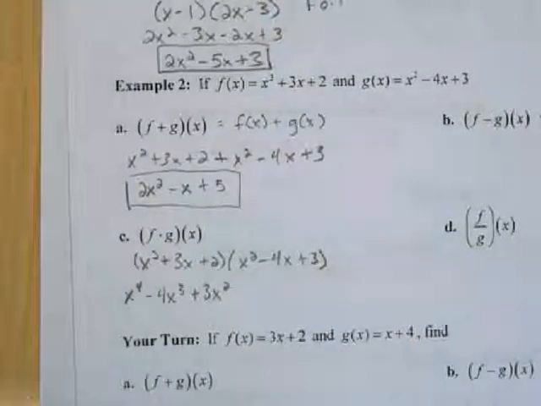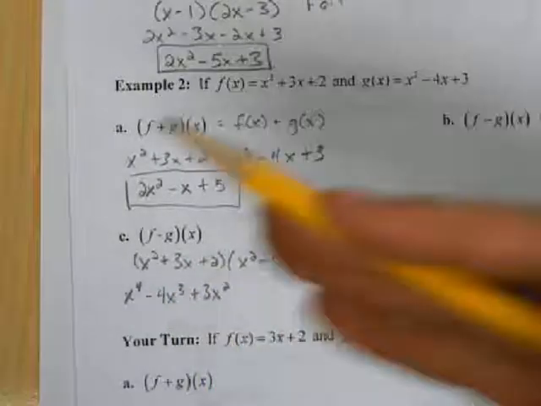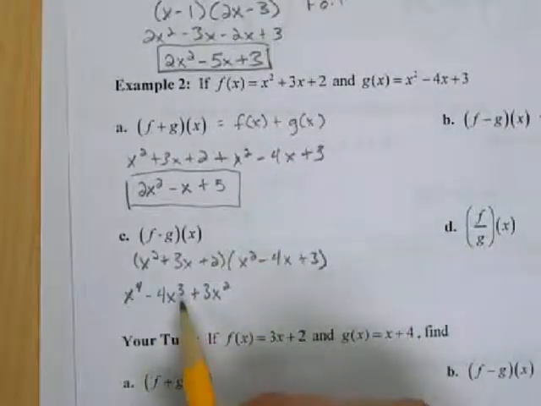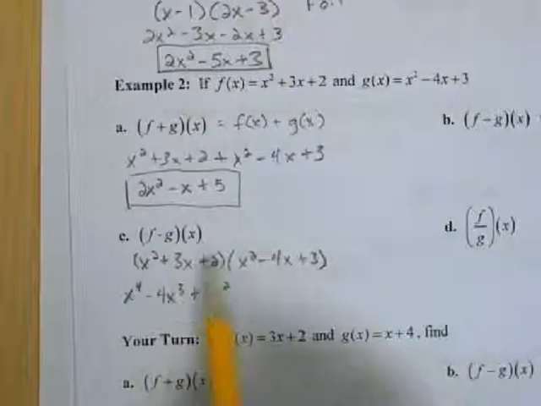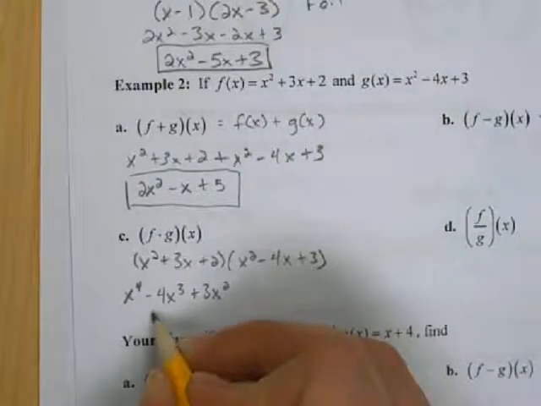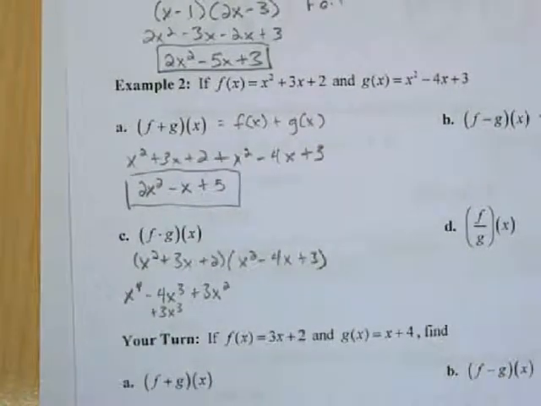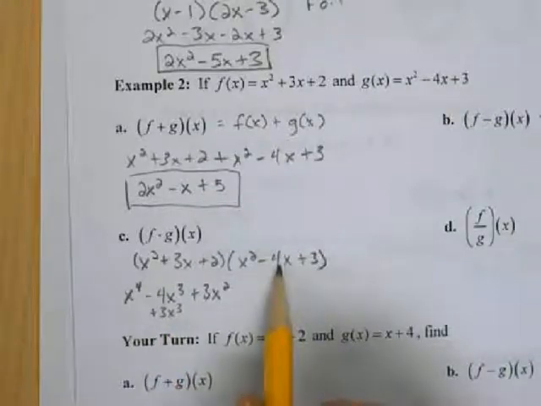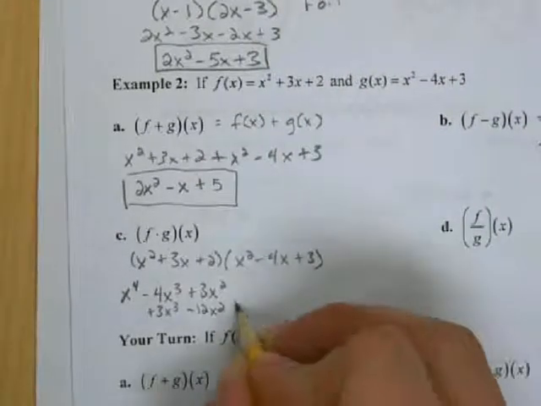Now, move on to the next number. So 3x times all three. Now I'm going to go vertically, which means I'm going to line them up underneath with their common terms. So when I do 3x times x squared, that gives me 3x cubed. So I'm going to line that underneath my other x cubed. So 3x times negative 4x is negative 12x squared. And 3x times 3 is positive 9x.